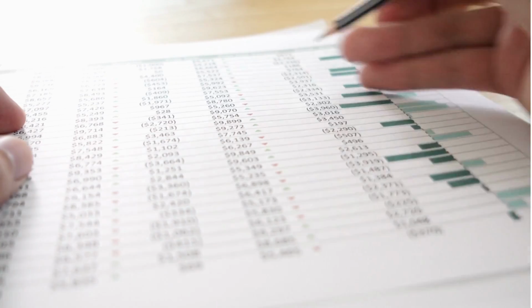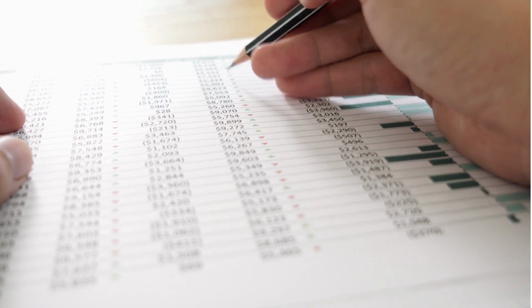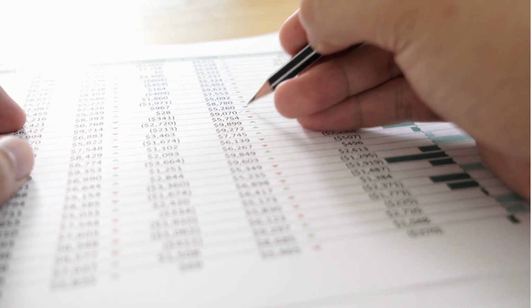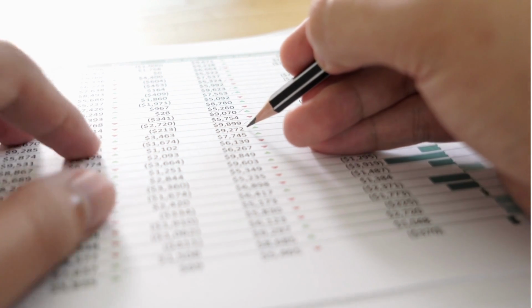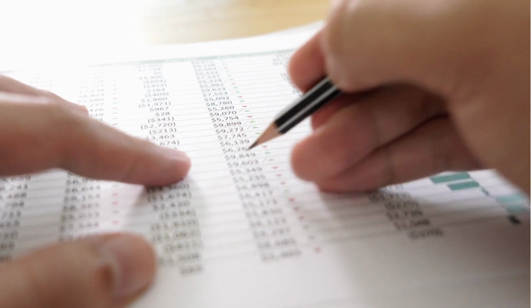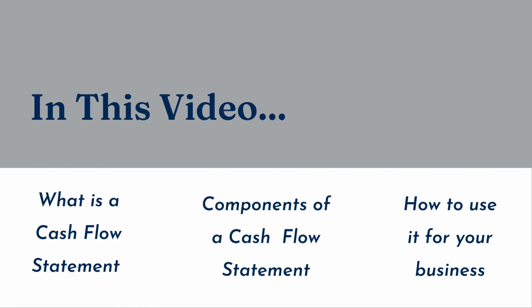So keeping track of finances is hard for many business owners, and many of our clients get overwhelmed for the fear of messing up all of their accounting. What if you could have a simple document that was generated automatically to show the flow of cash into and out of the business, and know if you could meet your business obligations? In this video, I'll explain what a cash flow statement is, the components of a cash flow statement, and how to use it for your business.